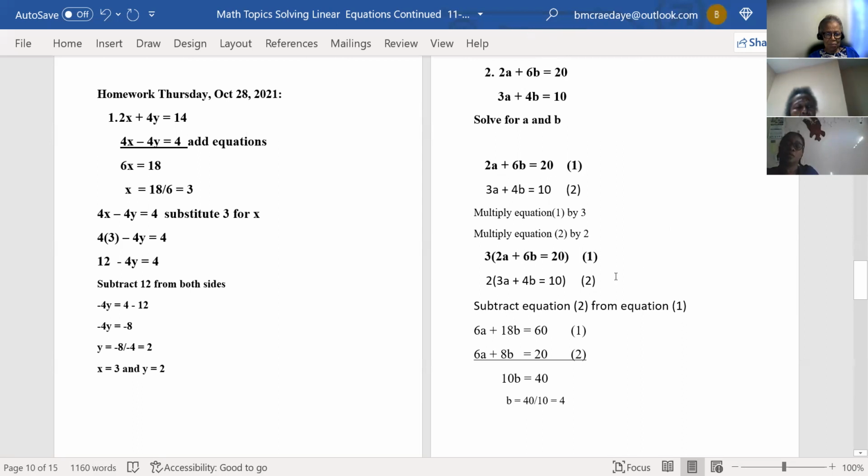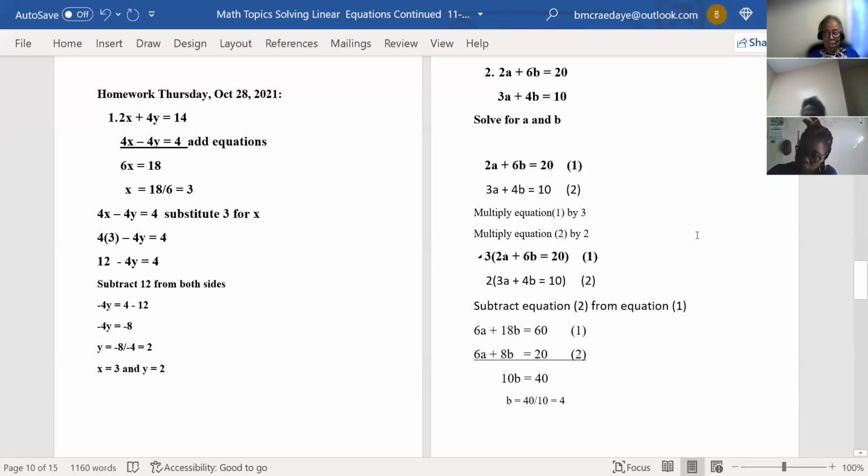No, see, I subtracted. When I multiplied this out, I got 18b and I got 8b. Then I subtracted equation 2 from equation 1. So 6a minus 6a gave me 0. 18b minus 8b gave me 10b. And 60 minus 20 is 40. I'm subtracting. Oh, you have to subtract it. That's right. Okay.